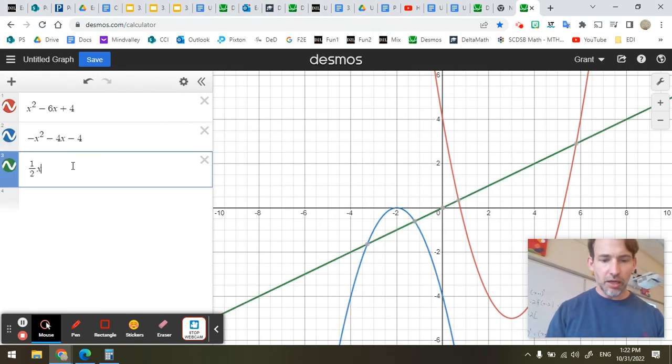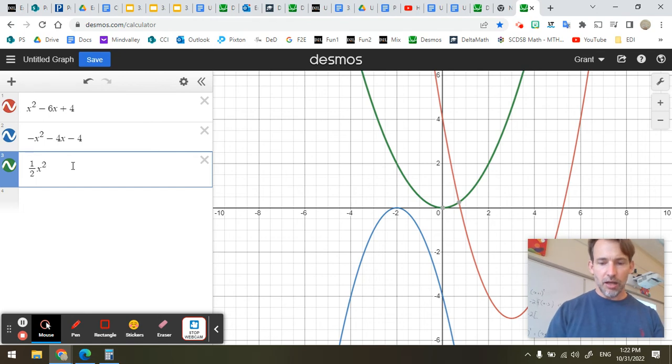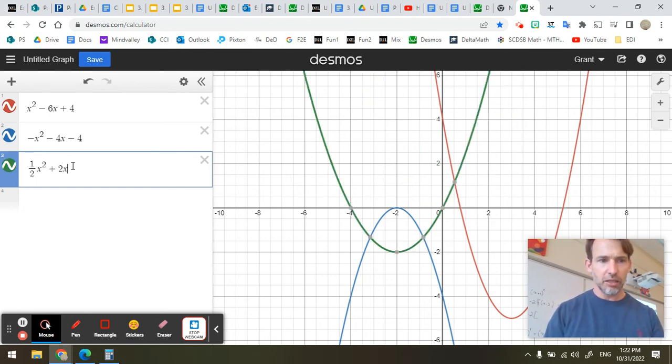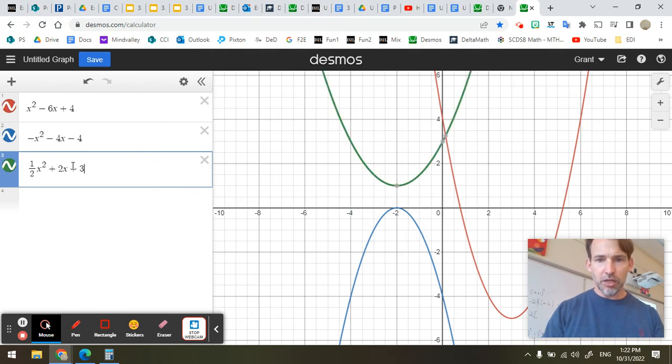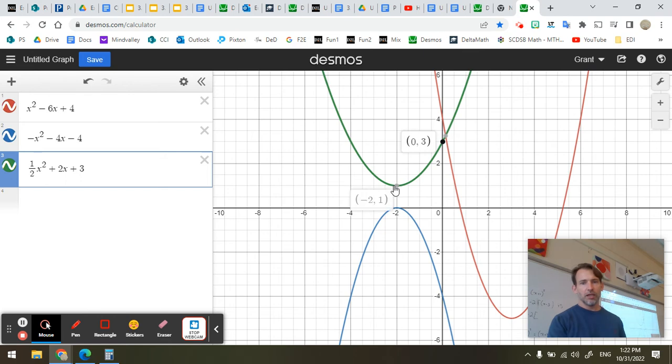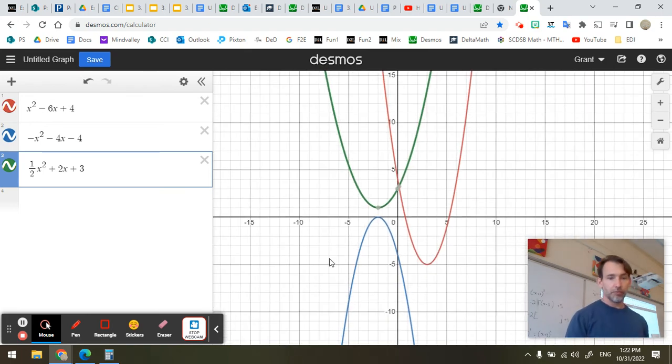1/2 x squared plus, was it 2x, plus 3? Yeah, there it is. So here is its y-intercept of 3. Its vertex is at negative 2, 1. And it's never touching the x-axis. It has no roots. Let's take a look at what the quadratic formula says when we try and apply the quadratic formula.